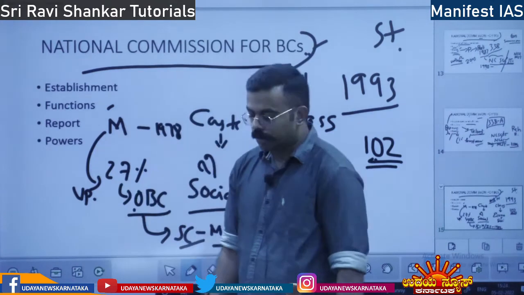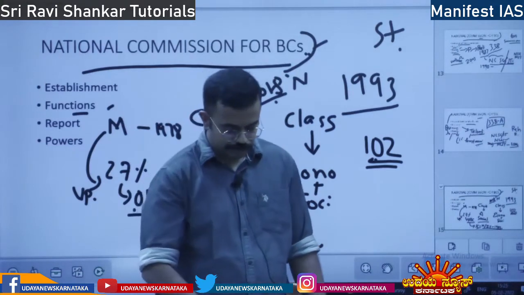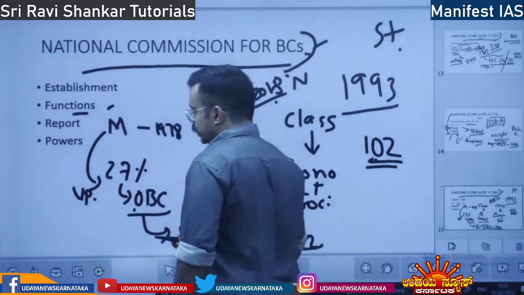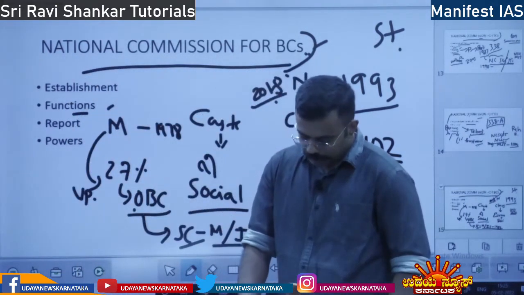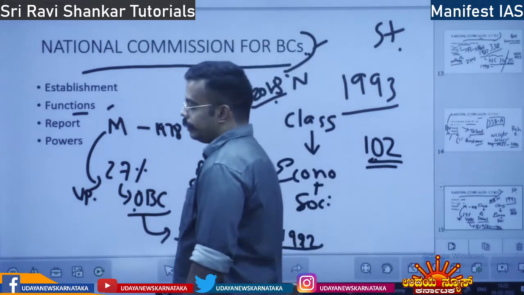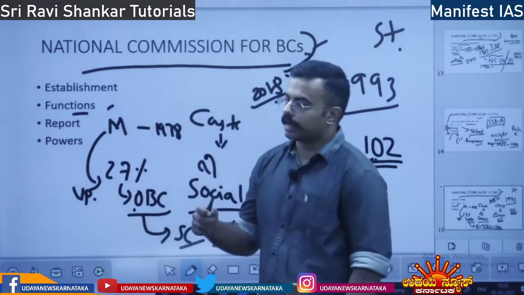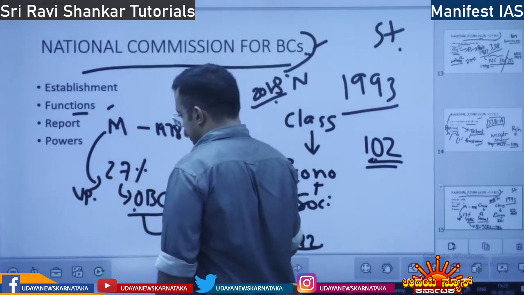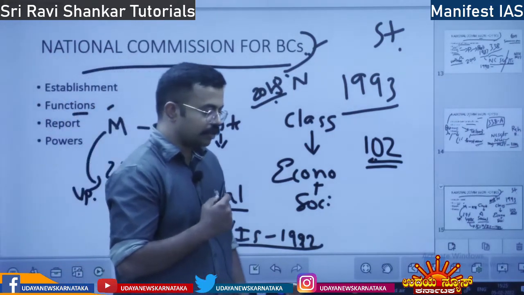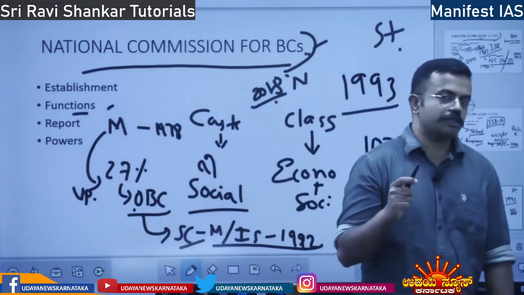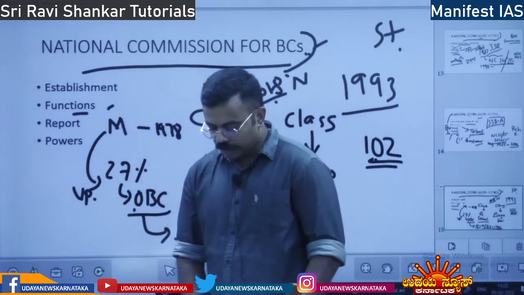So these are the broad functions of the NCBC. The commission presents a report to the President, who places it in front of the Parliament. Later on Parliament debates it. If the government does not implement any of the recommendations of the NCBC, then it has to give an explanation to Parliament saying why these recommendations were not implemented.